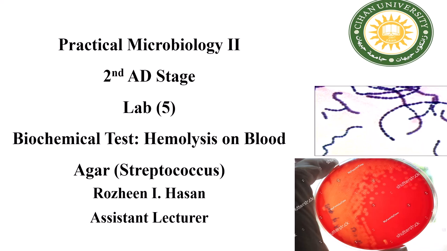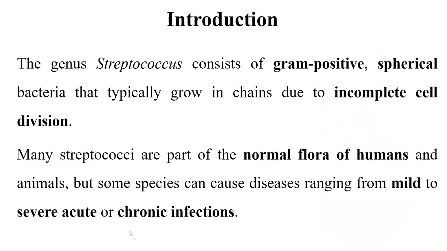The fifth pre-lab will be about the biochemical test and specifically about the hemolysis on blood agar. That means it's mostly related to Streptococcus species. We'll start with an introduction of Streptococcus.